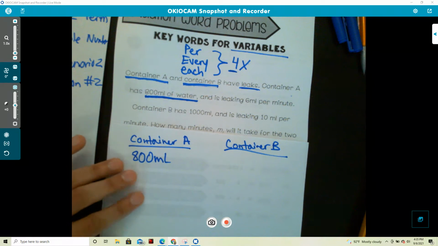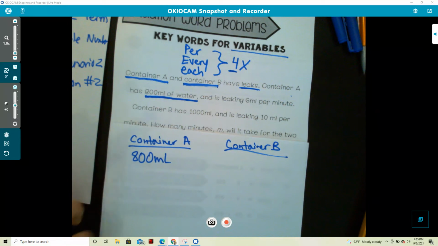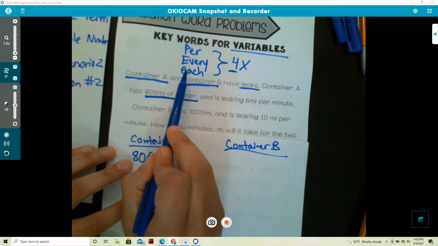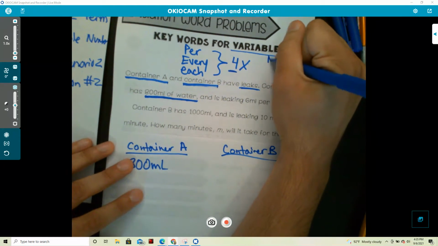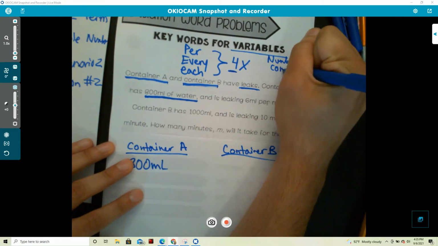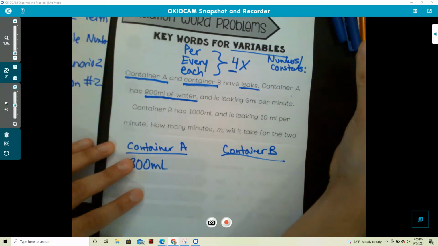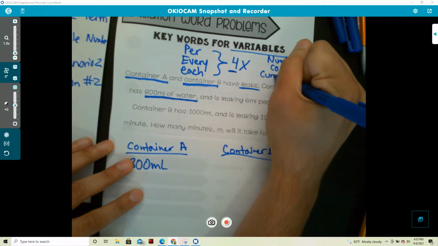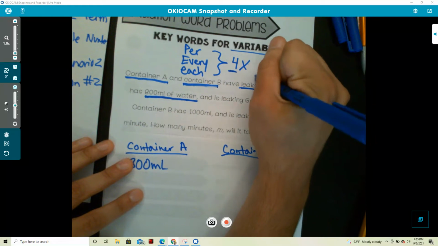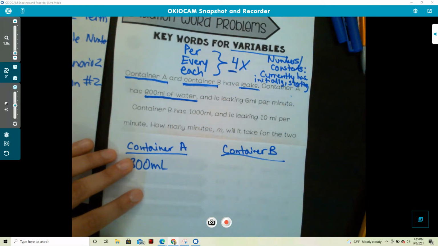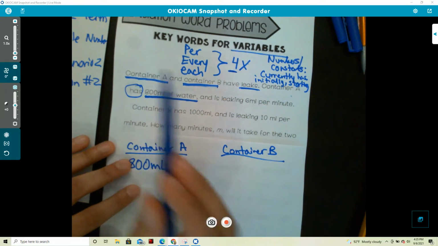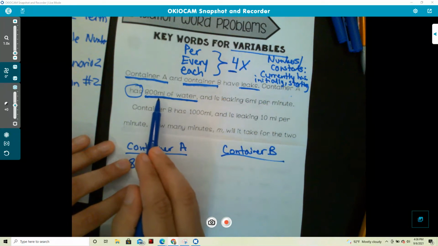So when it comes to these two, I forgot to mention, in the verbiage they're going to have per, every, and each for your variables. And for your constants, they're typically going to be starting amounts. So when it comes to numbers or constants, you're going to look for words such as currently has, initially, starting. It's your starting amount. So whatever your starting amount is, a number that's fixed, that doesn't change, that's going to be your constant, your number. So in this case, container A has, so keyword has, it currently has 800 milliliters of water.